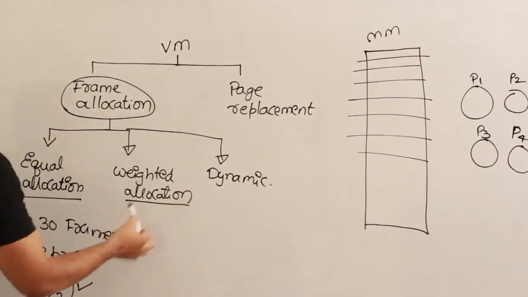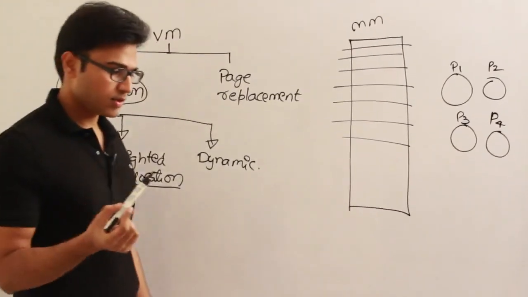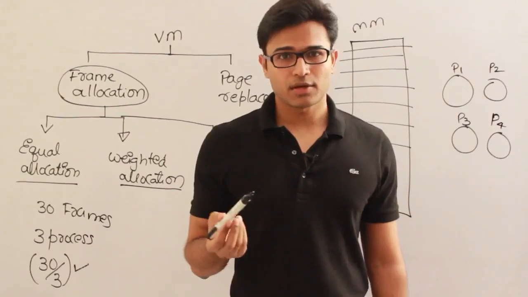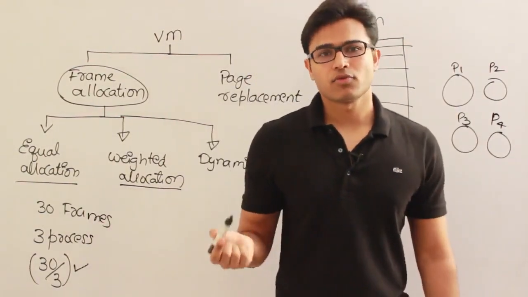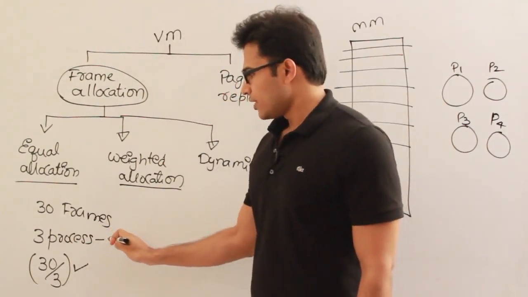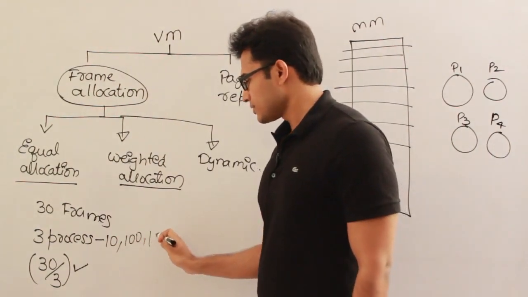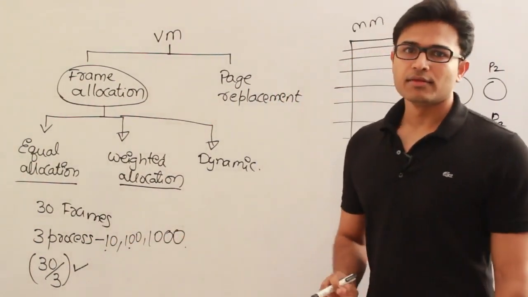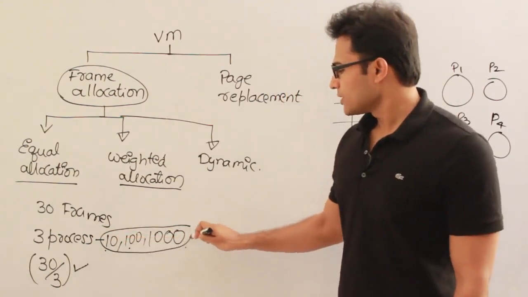And weighted allocation means, see, giving an equal number of frames to every process doesn't make sense. The reason is, some of the processes might be small and they might not need that many frames, and some of the processes might be really big and they might need more frames. For example, let us say in these 3 processes, one process has 10 pages, and another process has 100 pages, and another process has 1000 pages. In this case, when you give equal allocation to all, it doesn't make sense, isn't it?